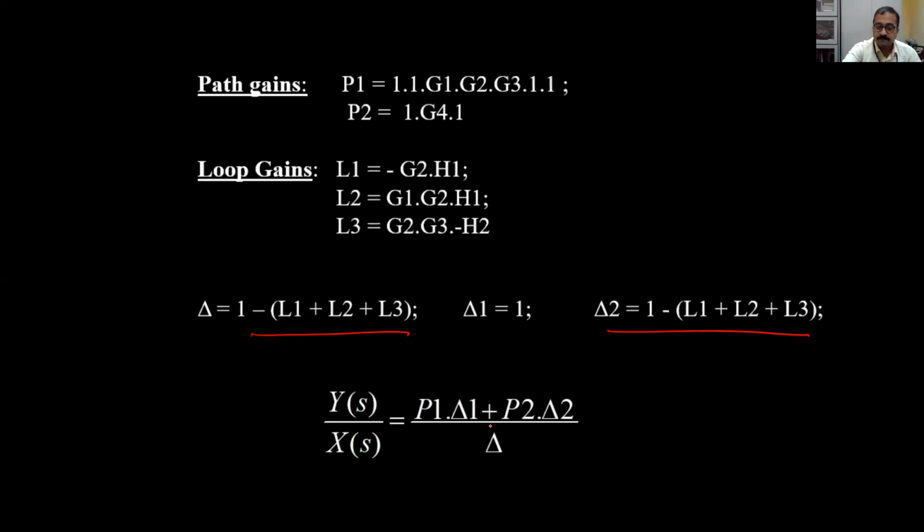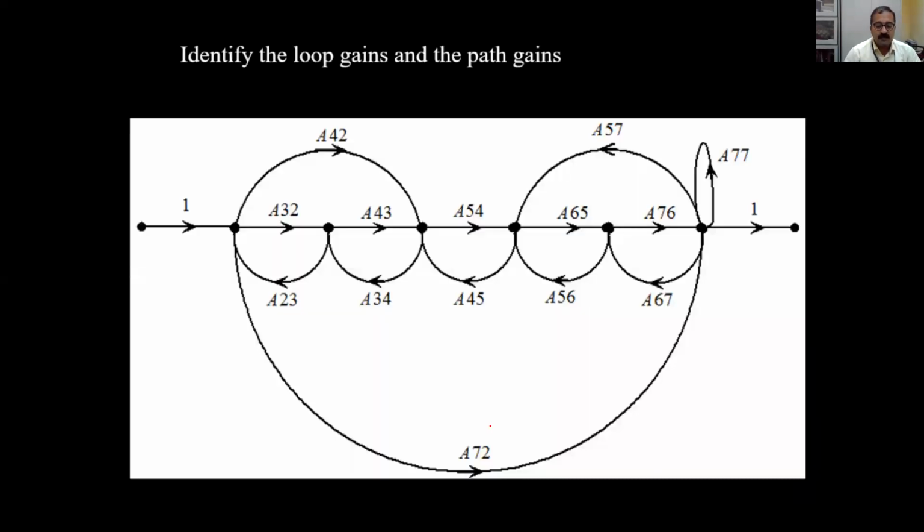Are you following me? Let us try one more example. Here, you need not find the transfer function. The question is to identify the loop gains and the path gains. Okay, you have to identify the loop gains and the path gain. So tell me how many paths are there? Let us start writing each path gain one by one.